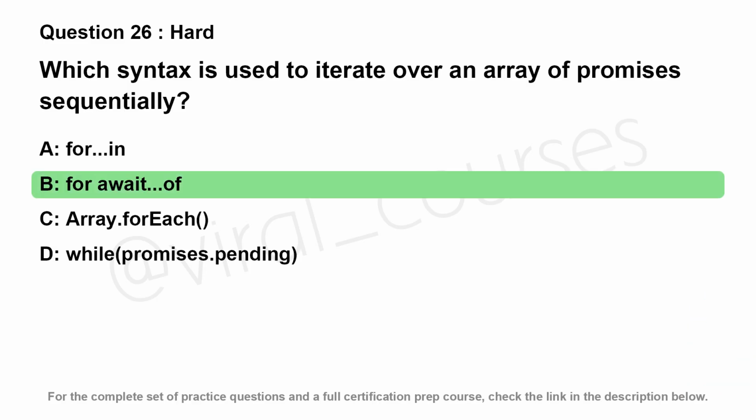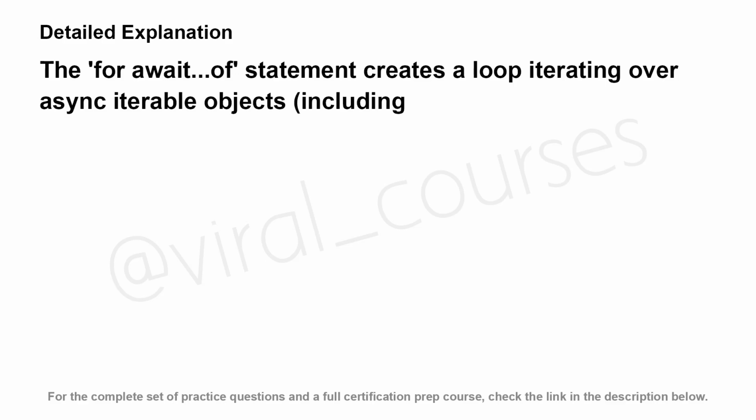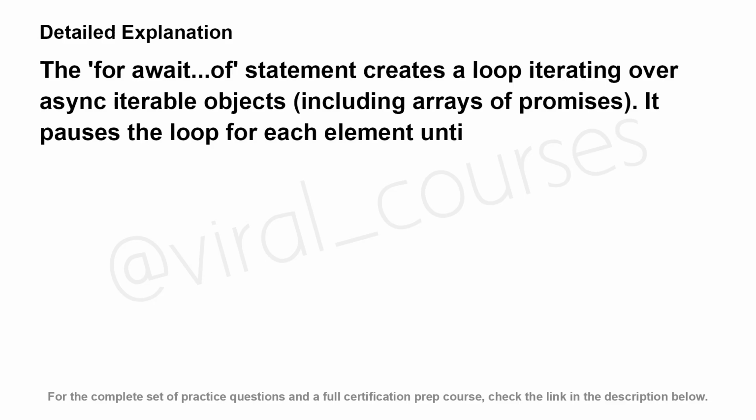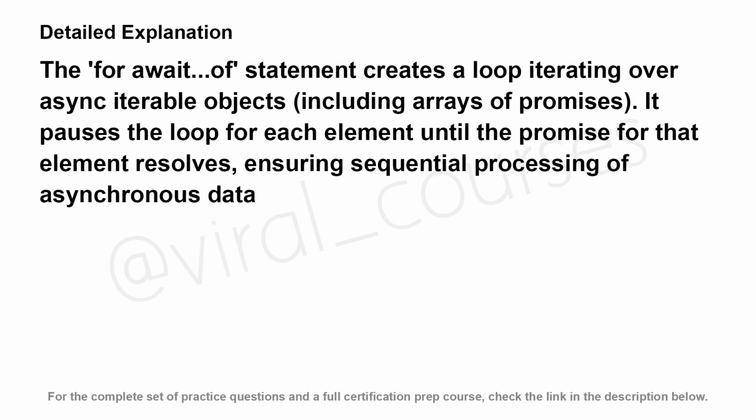The correct answer is B. The for await...of statement creates a loop iterating over async iterable objects, including arrays of promises. It pauses the loop for each element until the promise for that element resolves, ensuring sequential processing of asynchronous data.